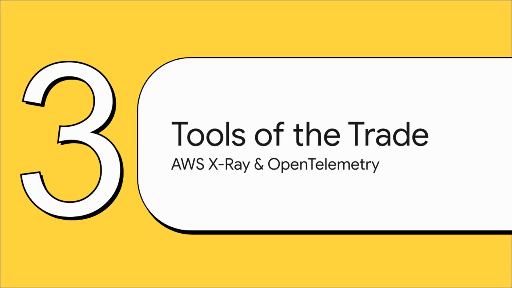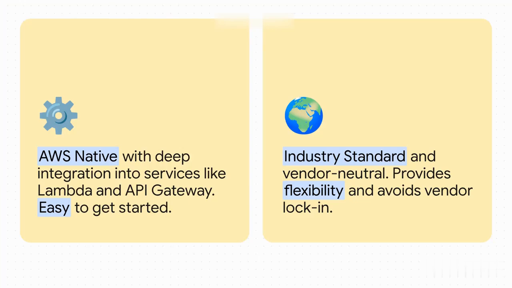Okay, so the concept is awesome, but how do we actually do it? Let's talk about the tools you'll be using. We're going to focus on 2 of the biggest players, especially in the AWS world. So you've basically got 2 main paths you can go down. On one side, you've got AWS X-Ray. It's the native solution, it's built right in, deeply integrated with stuff like Lambda and API Gateway. This makes it incredibly easy to get up and running.